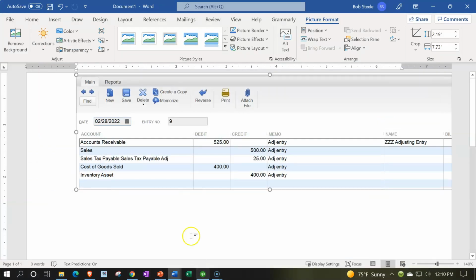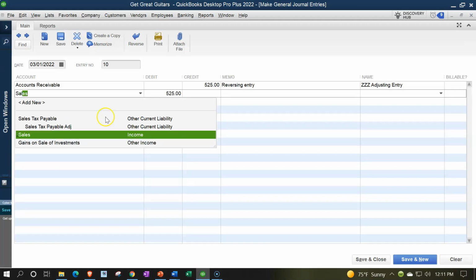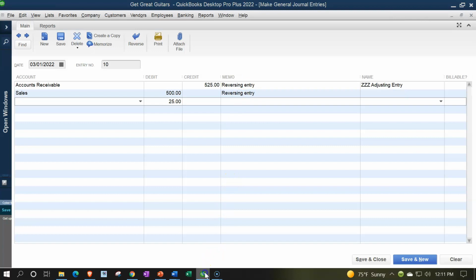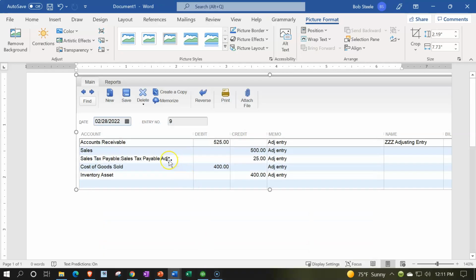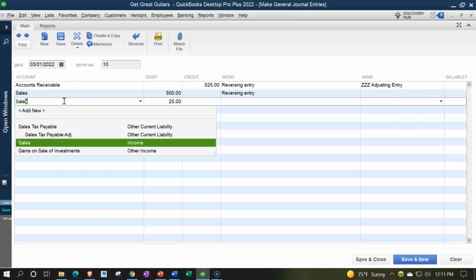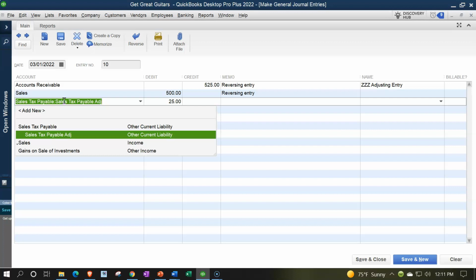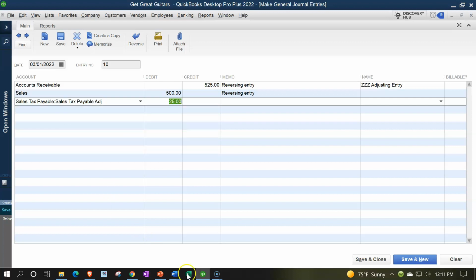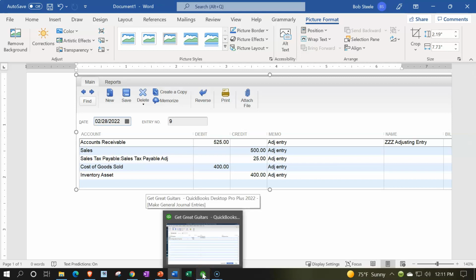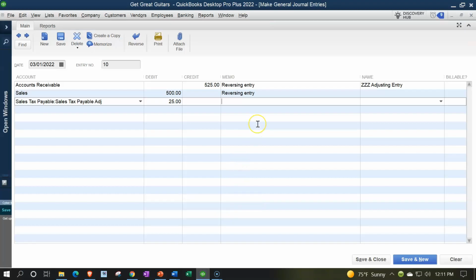And then the next side of it is sales. So it was credited, so we're going to debit sales. I'm just going to say sales was 500. And I'm just going to copy this adjusting entry and put it right there. And then we had the sales tax payable, but the adjusting account, which is a sub account. So I'm going to say, all right, sales tax payable with the adjusting account. There's the 25. It was a credit over here, so we're debiting it.